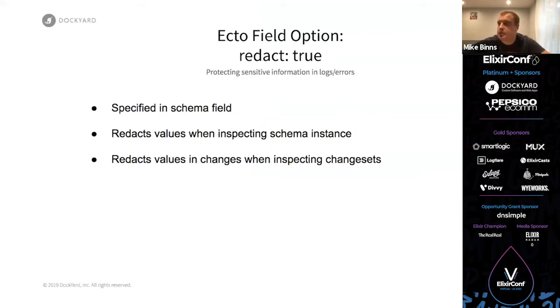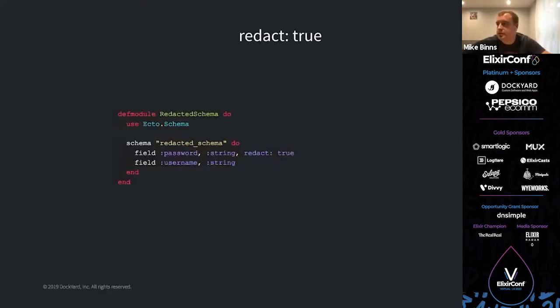And then the third thing was the redact field on Ecto, which is also added. You specify this redact value in the schema field. It redacts the values in two places. The first one is when you're inspecting the schema instance, and I'll show you that in a second. And the second one is that it redacts values in changes when you're inspecting a changeset. And so this is, as you can see here, specified simply by saying redact true on the field. Here we have our password is redacted, our username is not.